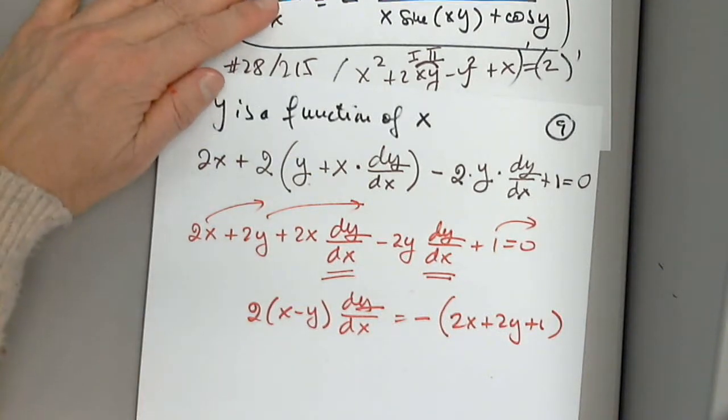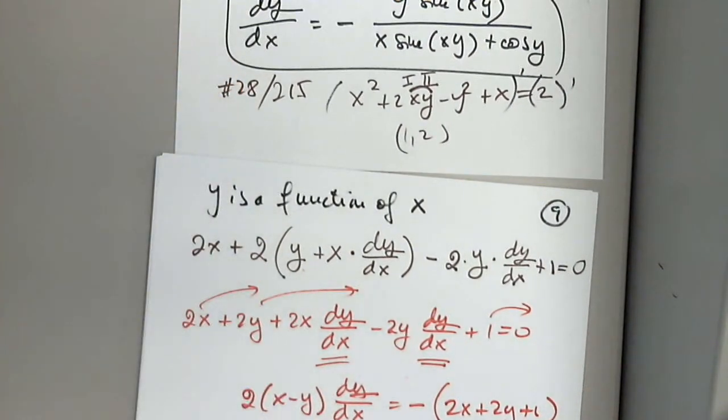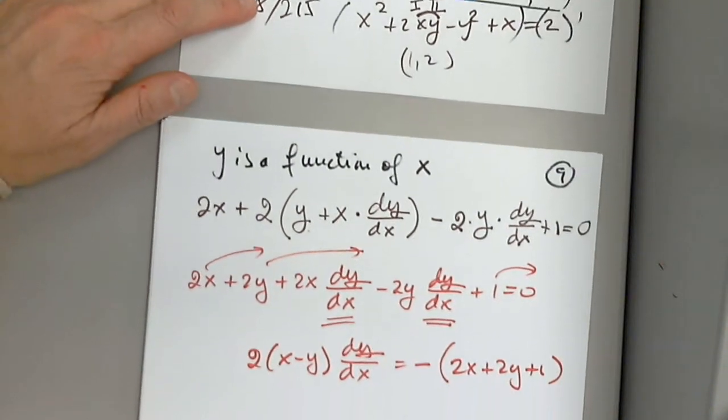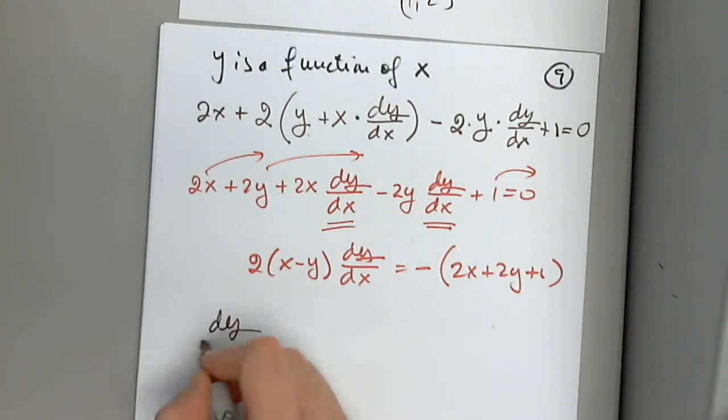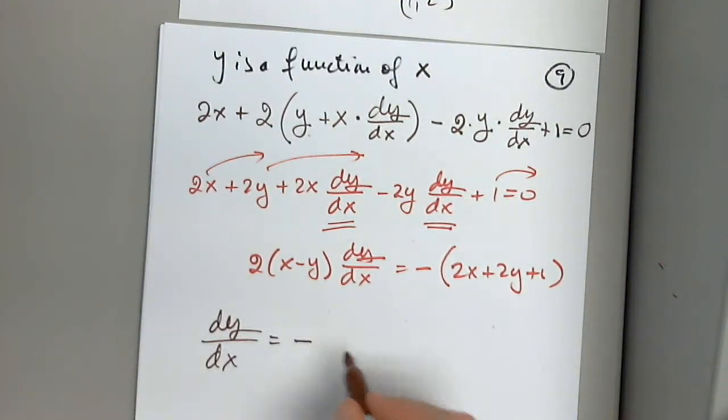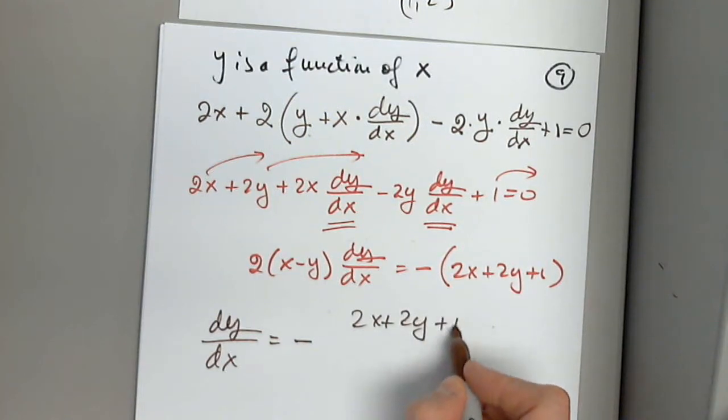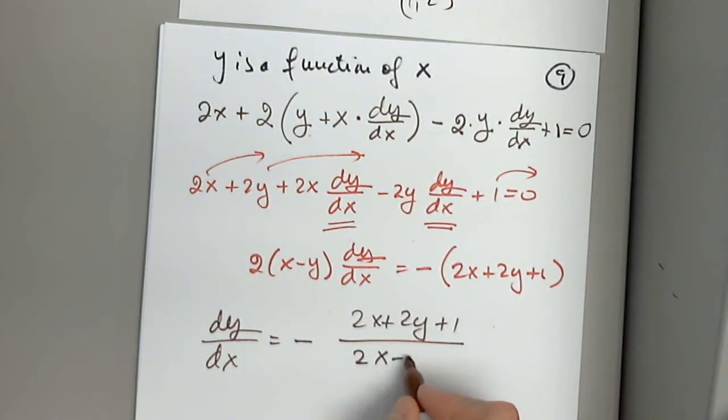Yes, Vanessa? The last line. This one? The very last line. The left side. Here? The left side of it, yeah. This one? Okay, so I have 2x and 2y. I pulled out a 2, so it's x minus y in parentheses, and dy over dx is also out, being common. So therefore, dy over dx equals negative, outside, 2x plus 2y plus 1 over 2x minus y.